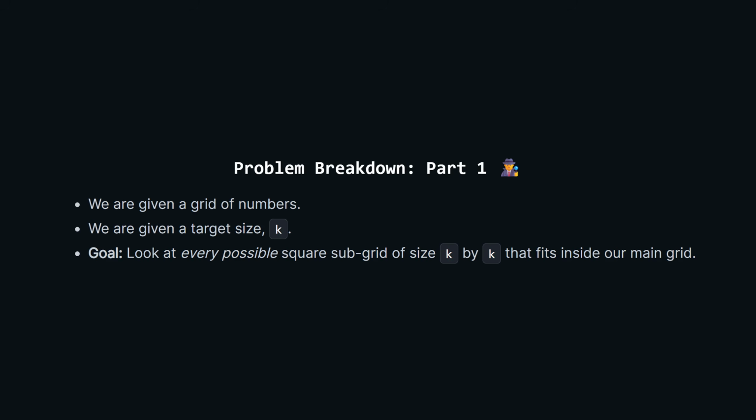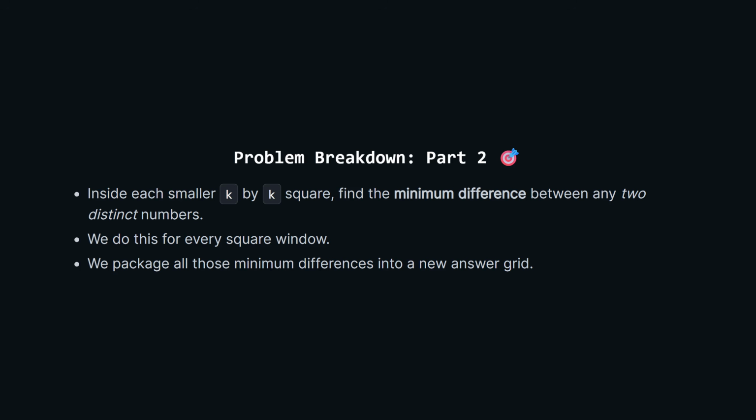So what are we actually doing? Well, we're given a big grid of numbers, and a specific size we'll call k. Our job is to scan through the big grid and look at every possible smaller square window of size k by k. Once we are looking at one of those smaller square windows, we need to gather all the numbers inside it. Then we need to figure out which two different numbers have the absolute smallest gap between them. We do this calculation for every possible window and construct a new grid filled with our answers.